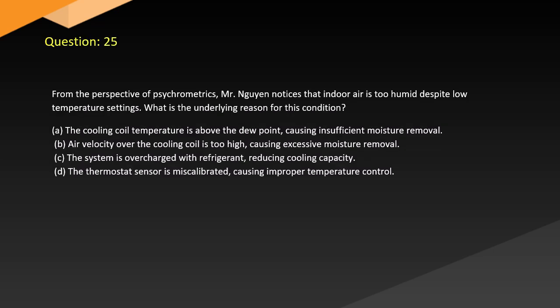Question 25. From the perspective of psychrometrics, Mr. Nguyen notices the indoor air is too humid despite low temperature settings. What is the underlying reason for this condition? A. The cooling coil temperature is above the dew point, causing insufficient moisture removal. B. Air velocity over the cooling coil is too high, causing excessive moisture removal. C. The system is overcharged with refrigerant, reducing cooling capacity. D. The thermostat sensor is miscalibrated, causing improper temperature control.